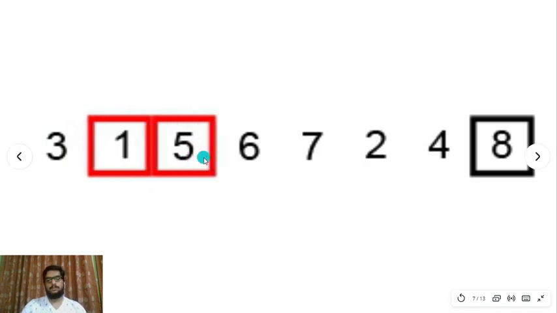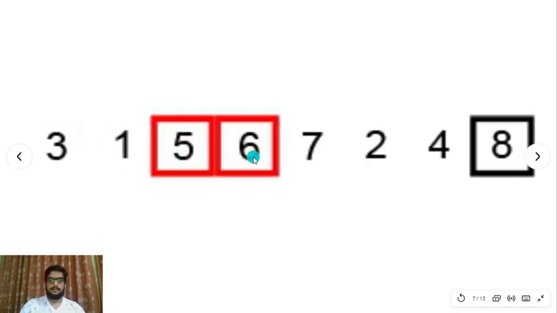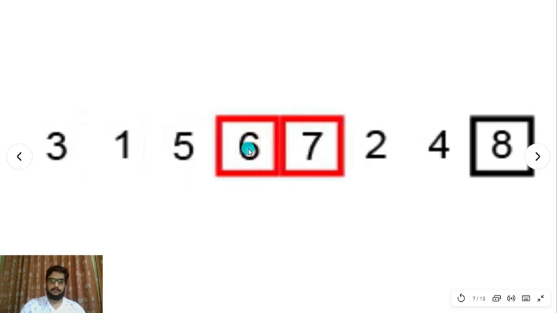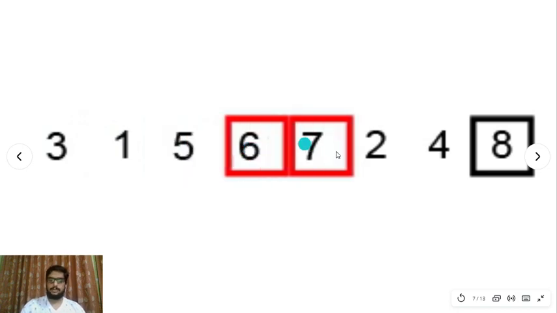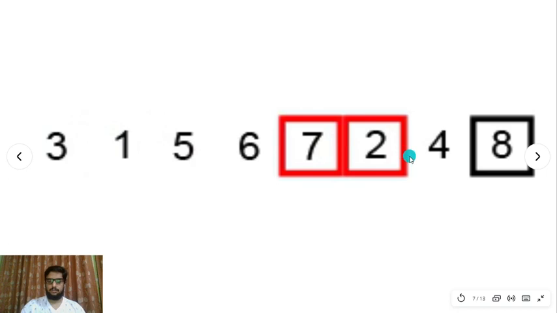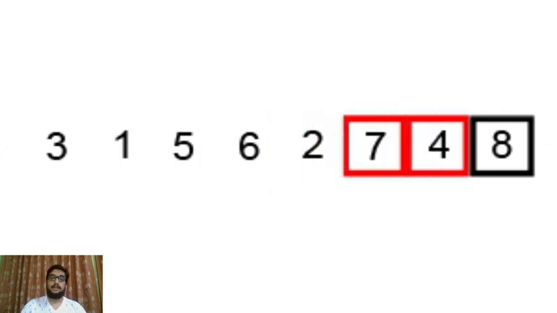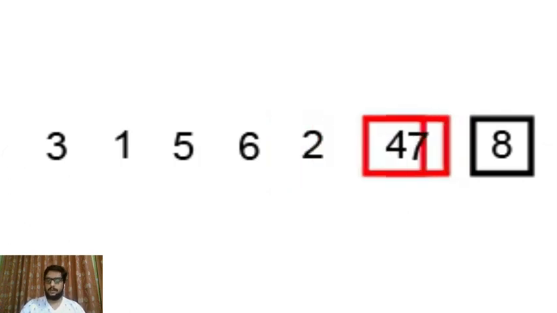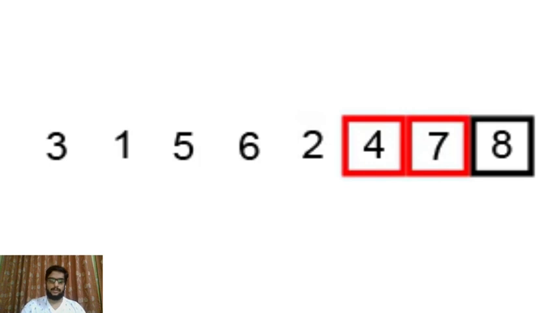Then it checks 5 and 6. It does nothing because 5 is less than 6. Similarly, it does nothing for 6 because it's less than 7. Then it checks 7 and 2. It swaps because 2 is less than 7. And it works in a similar fashion till the whole array is sorted. So this is the logic behind the bubble sorting algorithm.